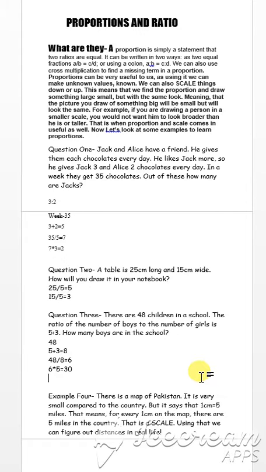Okay, now I'm going to give you guys an example of how it comes in useful. Suppose we have a map of Pakistan. It's very small compared to the country, of course. But it says that 1 centimeter equals 5 miles. What does that mean? Well, that means that for every centimeter on the map, there are 5 miles in the country. That is a scale. Using that, we can figure out distances in real life.